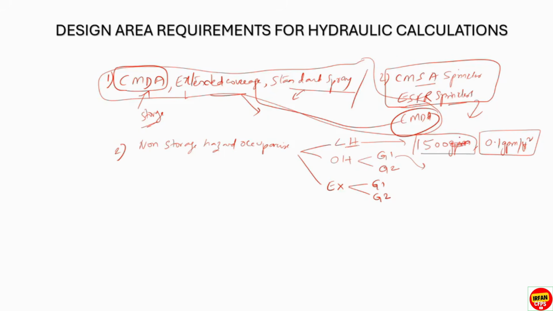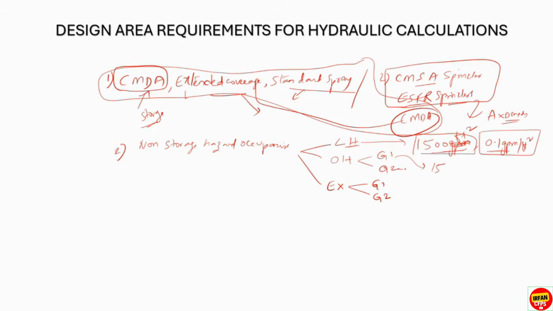Sorry, not 1500 GPM. I'm so sorry for this. 1500 square feet. Okay. So based on the area density curve, we already gone through the area density curve. So based on the area density curve, we will consider 1500 square feet design area with 0.1 GPM per square feet for the purpose of calculations.